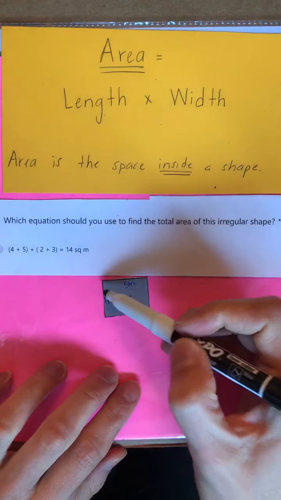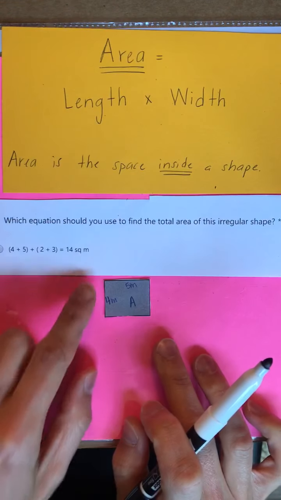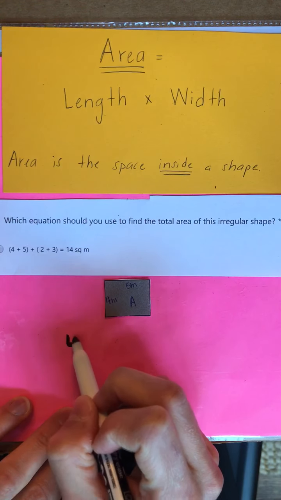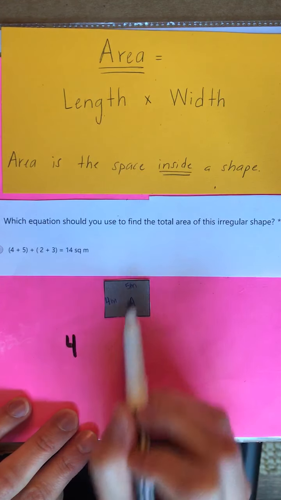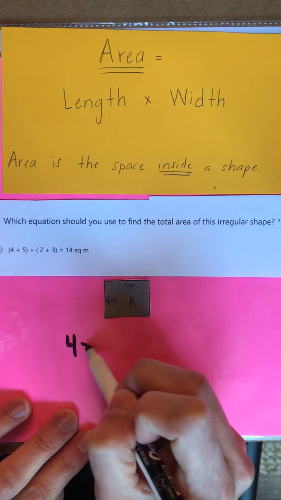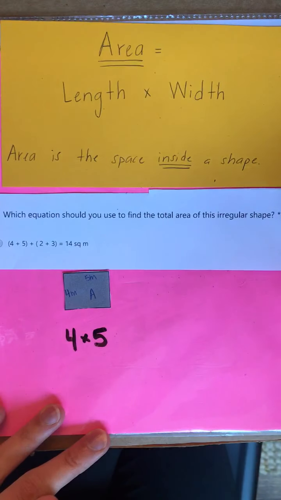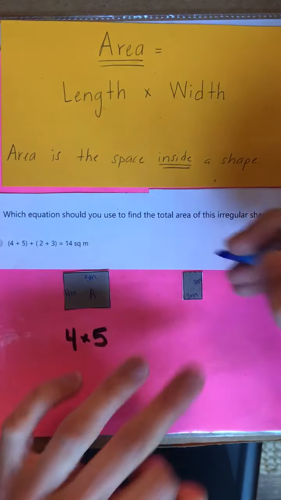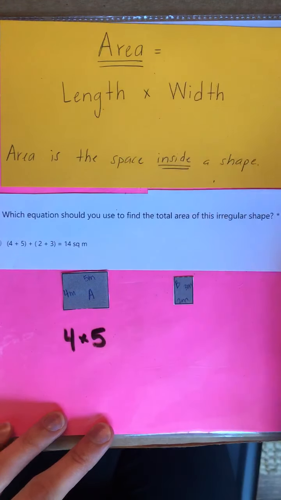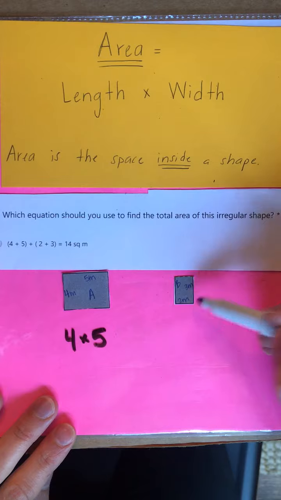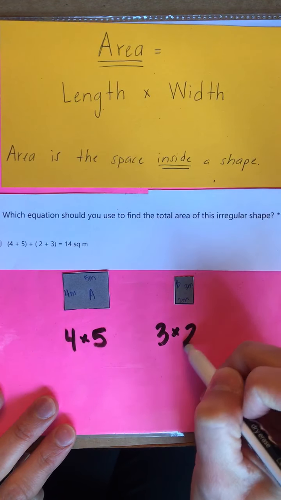We're going to multiply the length times the width. So the length of shape A is 4. And we're going to multiply the length times the width, which is 5. So 4 times 5. Okay, so that's shape A. Now, we're going to find the area of shape B. We're going to use the same area formula. We're going to multiply the length, which is 3, times the width, which is 2.